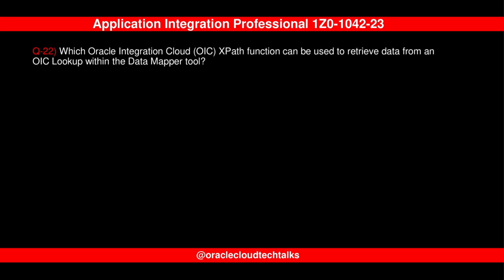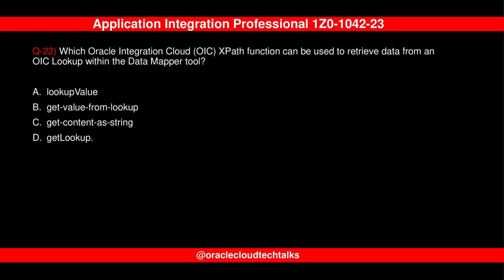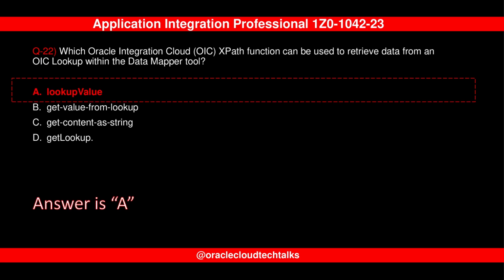Question 22. Which Oracle Integration Cloud, OIC, XPath function can be used to retrieve data from an OIC lookup within the data mapper tool? A. Lookup value. B. Get value from lookup. C. Get content as string. D. Get lookup. Answer is A.